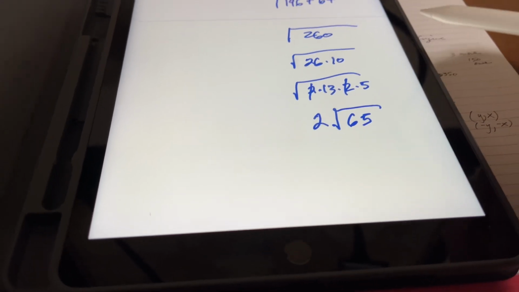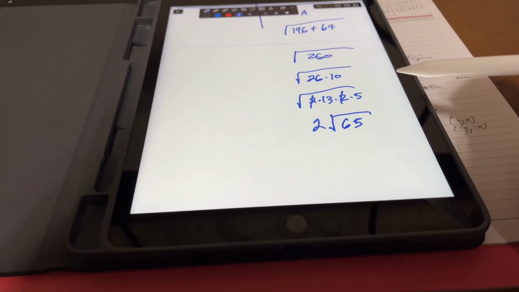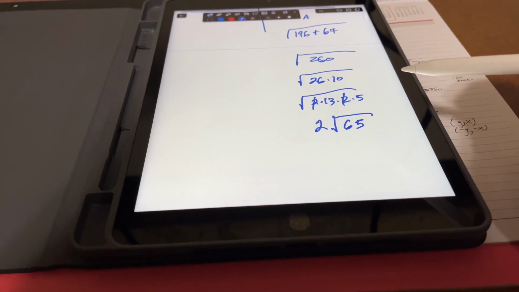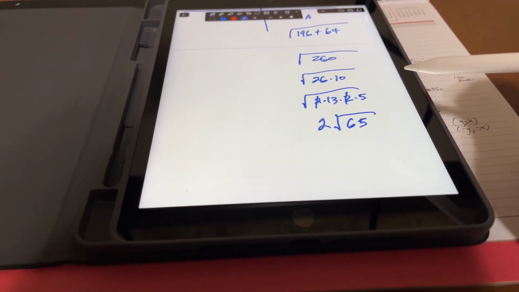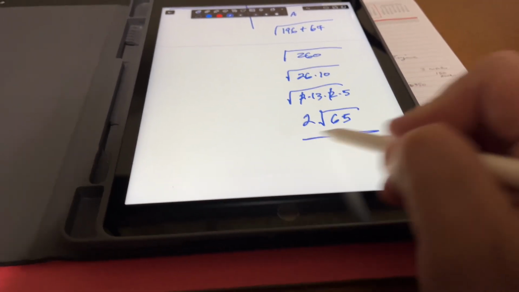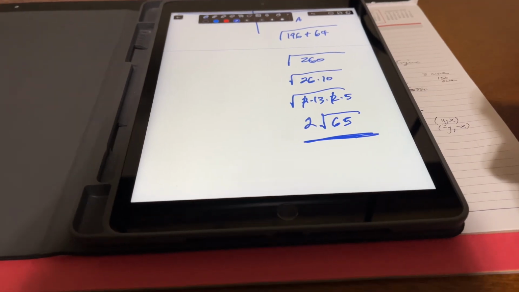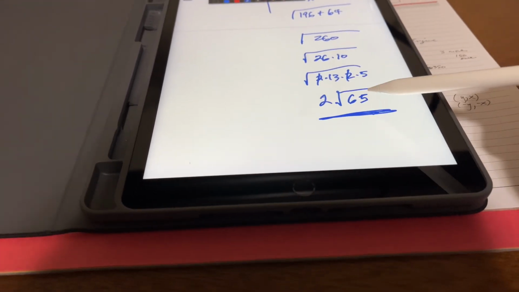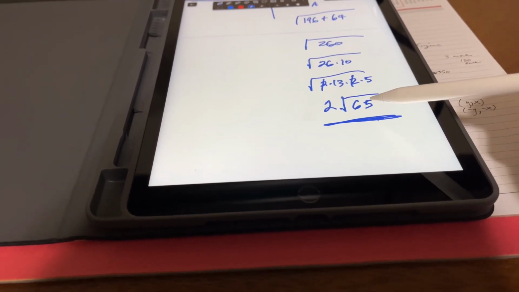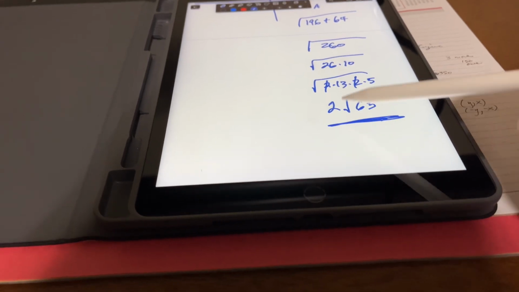65, I think. So 5 times 13, 5 times 3 is 15. Yeah, 65. So 50 plus 15 is 65. So this is going to be my final answer: 2 times the square root of 65. Now you know that the square root of 64 is 8. And 8 times 2 is 16.